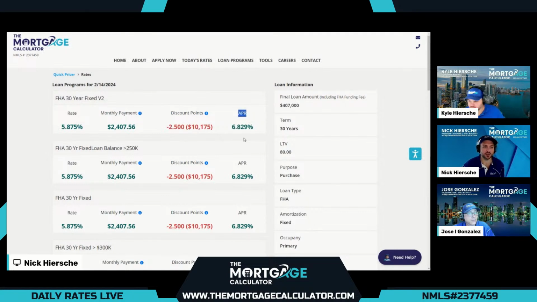This APR does include the upfront and yearly mortgage insurance that is required for FHA. So it's just a hair cheaper today, and our borrowers that must use it, definitely a good option.